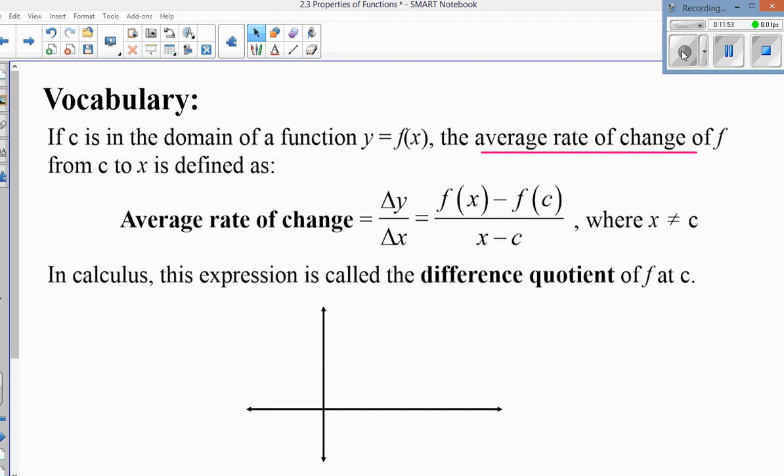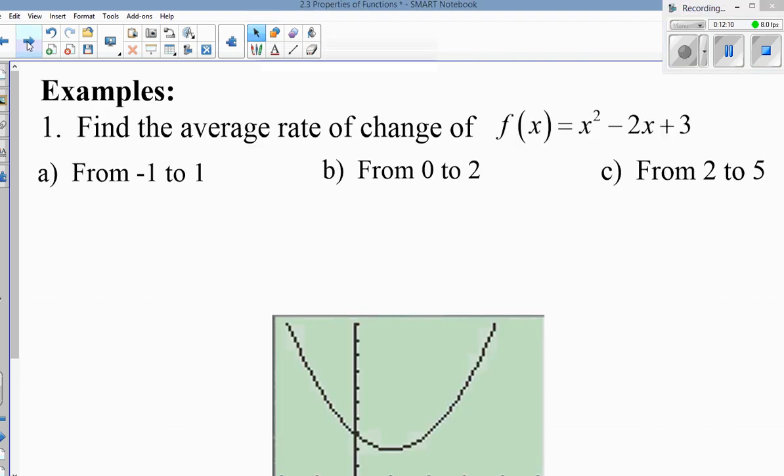So next we got to talk about the average rate of change. We can think of average rate of change as slope. We're just going to be finding the slope between 2 points. In calculus, this is called the difference quotient. So let's go ahead and look at an example here. So find the average rate of change of f of x equals x squared minus 2x plus 3. Notice it's a quadratic. We don't have a constant slope of this. At each point along this parabola, we have a different slope. So we're going to find average rate of change between specific points.